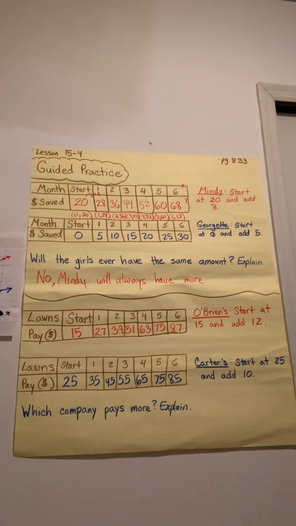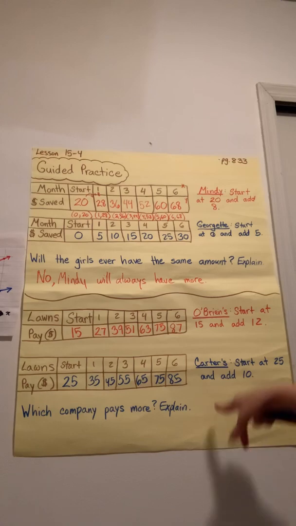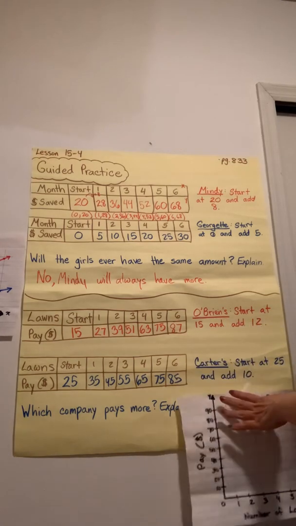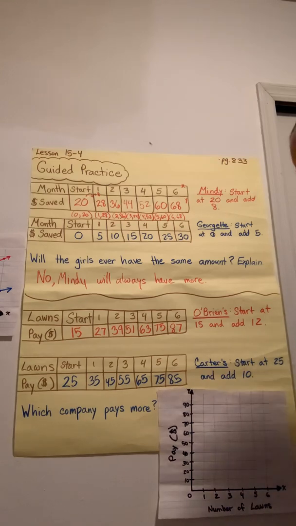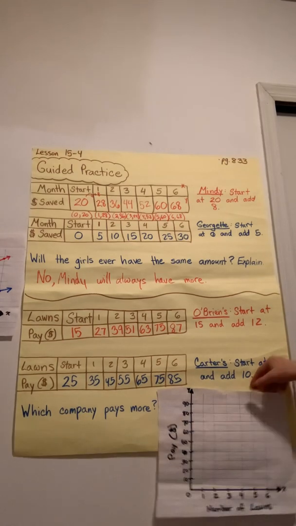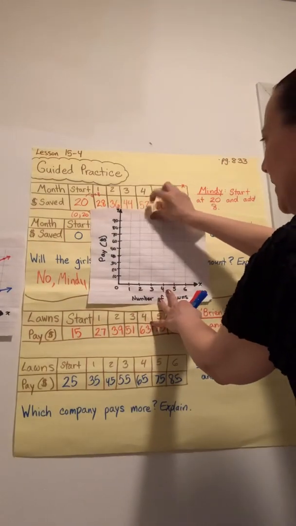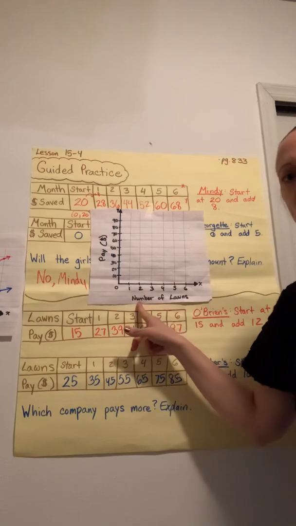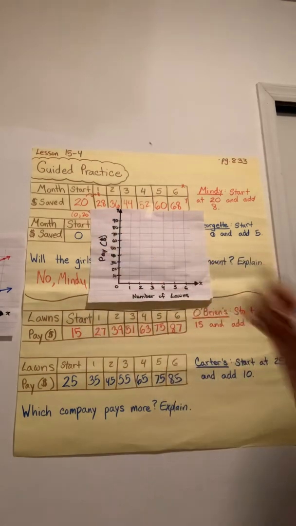Okay, now once again, the final question asks you which company pays more and to explain, but first they ask you to graph it on the grid so that we can really see it in a different way. So my grid here, okay, I don't know how well you can see that. Let's put it up here so it's nice and clear. My grid here has the number of lawns on the bottom on the x-axis and how much they get paid going up on the y-axis.